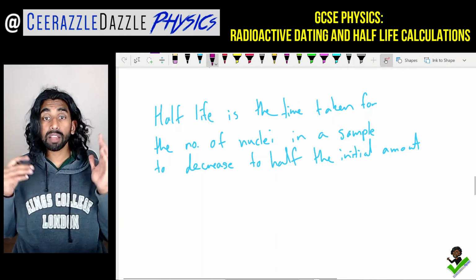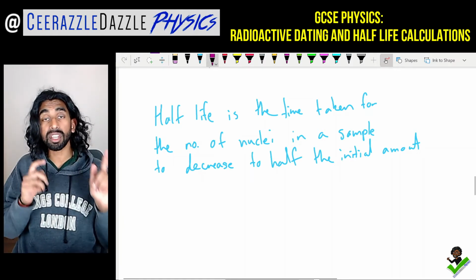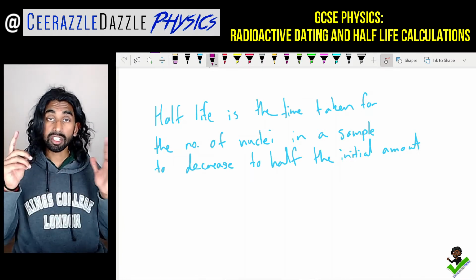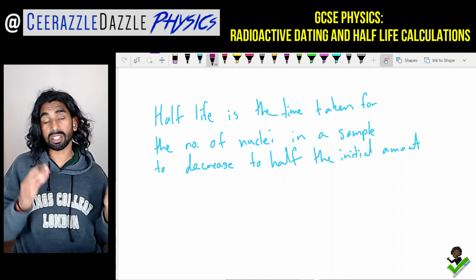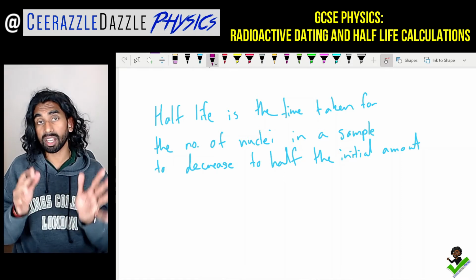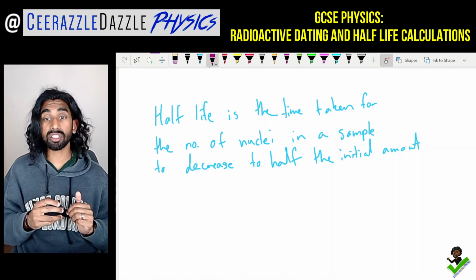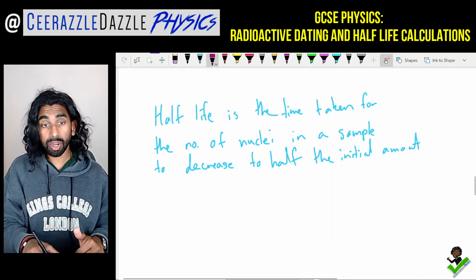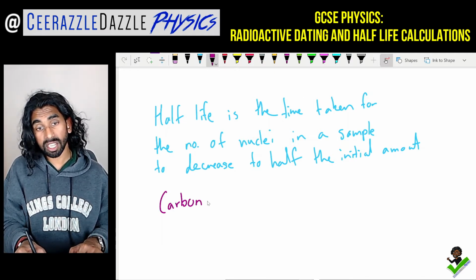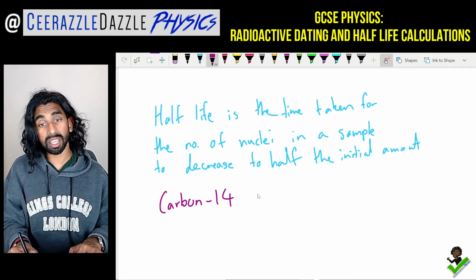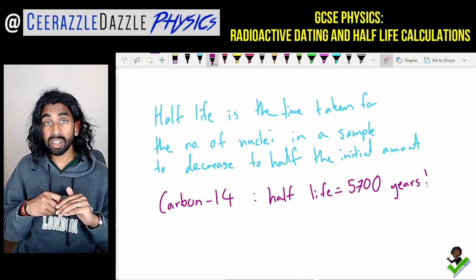The half-life is the time taken for the number of nuclei in a sample to decrease to half of its initial amount. And for carbon-14, guys, we're going to give you right now. So carbon-14, everyone, its half-life is going to be 5,700 years.